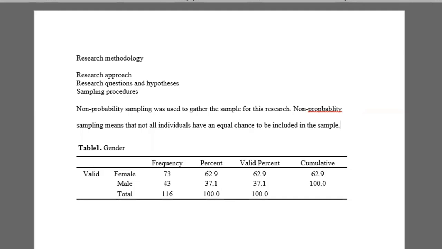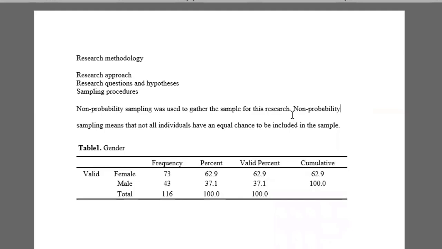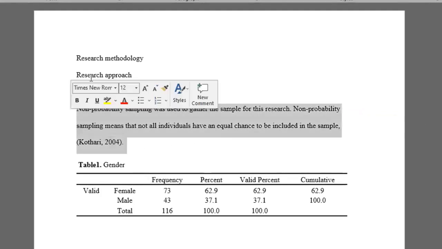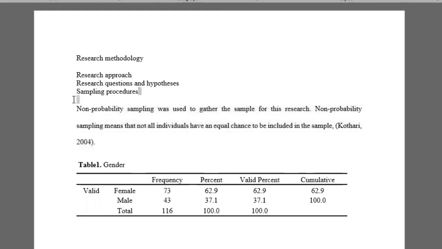I'm going to explain to you why I use this non-probability sampling instead of probability sampling, although probability sampling is powerful. So this is the definition I got from Kothari. I'm going to open the brackets and put Kothari 2004 without having to put the page because it's a reformulated definition. So it is an indirect quote. Okay, so this is for the sampling procedure.